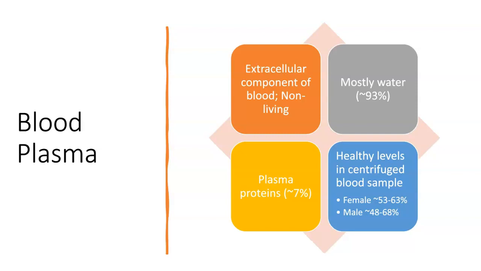Plasma is mostly water, about 93% of it is water, and the other 7% is plasma proteins. In a blood sample that has been centrifuged, when we talk about the hematocrit and the packed cell volume, we look at what percentage is the formed elements, or the red blood cells really. So we just subtract that from the total to get the appropriate percentages. In a female, it'd be about 53 to 63%, and in a male, about 48 to 68% of a centrifuged blood sample that should be plasma.